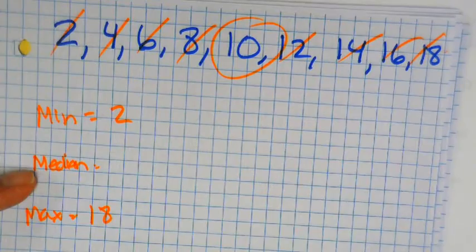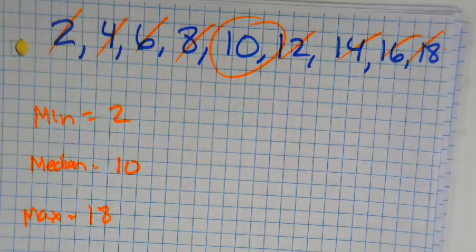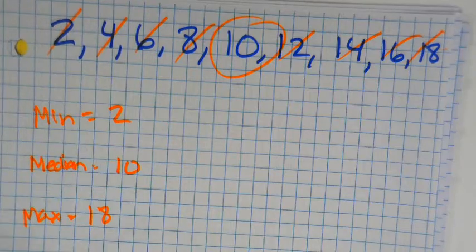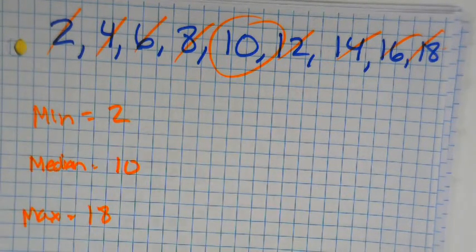10, right? We're okay with these three? These three things you should know. No big deal, pretty easy. Now comes the tricky part.